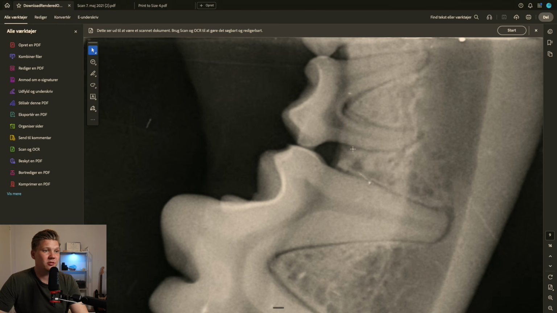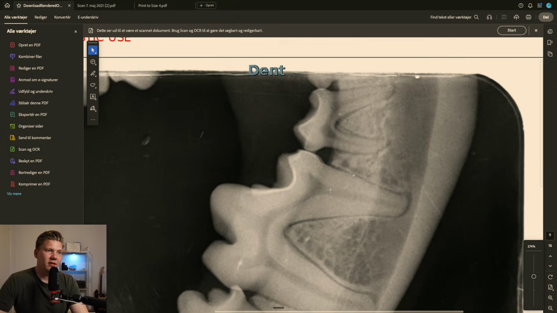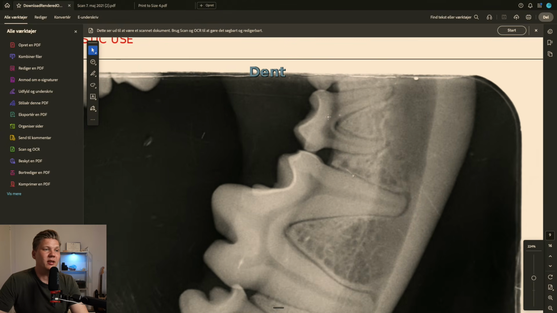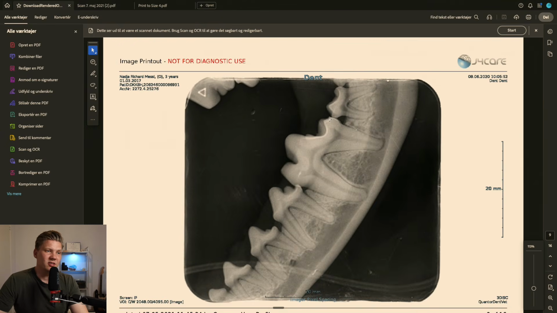some widening of the periodontal ligament space right here. It should be as thin as this part here, but you can see there's some widening of the periodontal ligament space, and there's also widening here, and some looks like some radiolucent area right here. So I would think that there's a pocket and possibly a little bit of mobility with this tooth just based on this x-ray alone. The other teeth, they look nice.